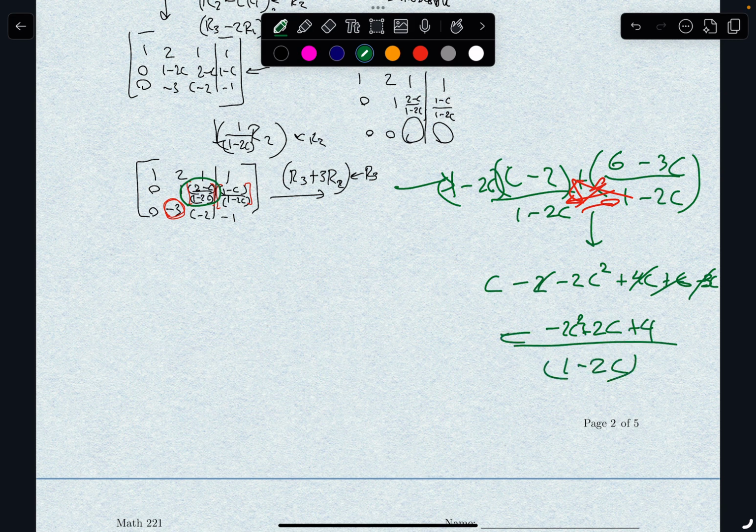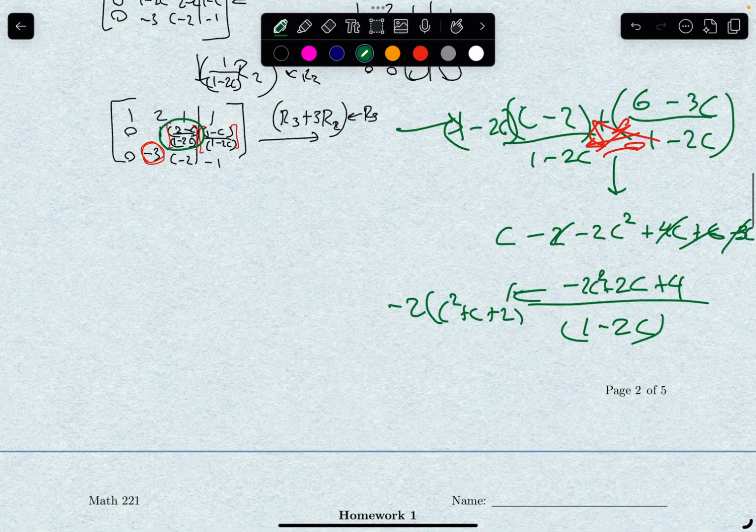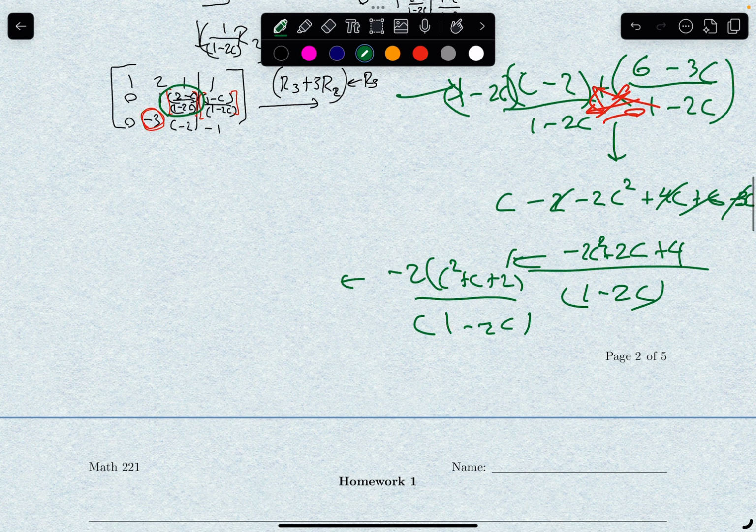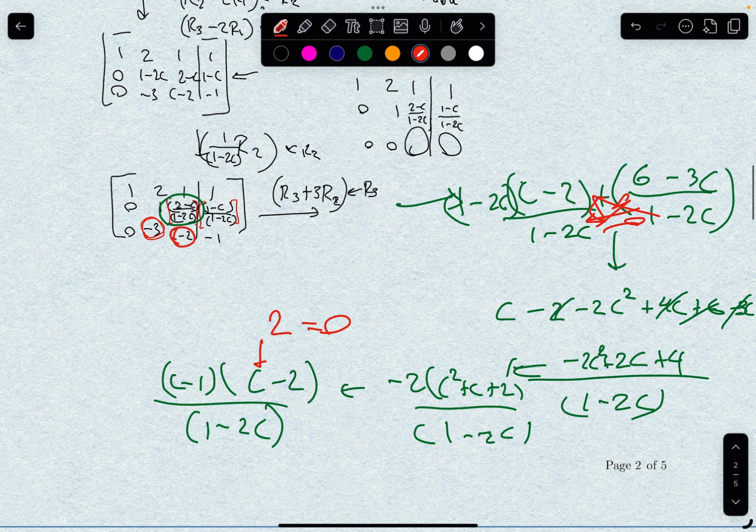And if you simplify this by factoring out the negative 2, you should be left with c squared plus c plus 2, which essentially yields none other than c plus 2, c minus 2, and this is c minus 1, right? And so that's important. I'll tell you guys right now why. Because you notice that if there's a 2 here, that's going to yield 0 in this term, which gives the whole thing 0 here, right?